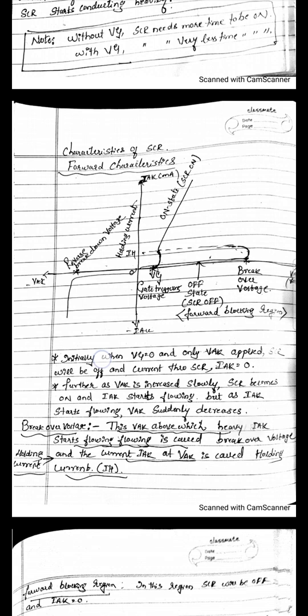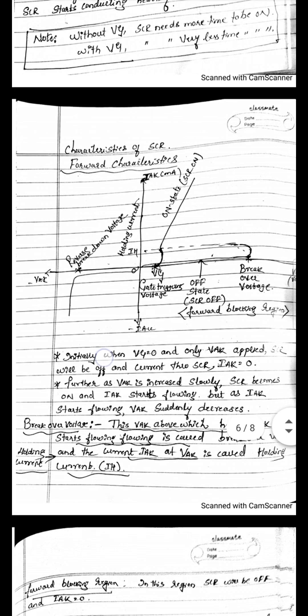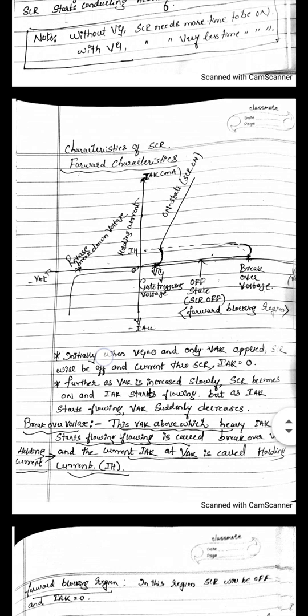Then with VG, when you start applying VG along with VAK, only so much of VAK is required to make the SCR on. So because of VG, the SCR has become on much sooner. So this is called gate triggering voltage. A small amount of gate voltage required to make the SCR on with a small amount of VAK is called gate triggering voltage. This is explained in the forward characteristics.